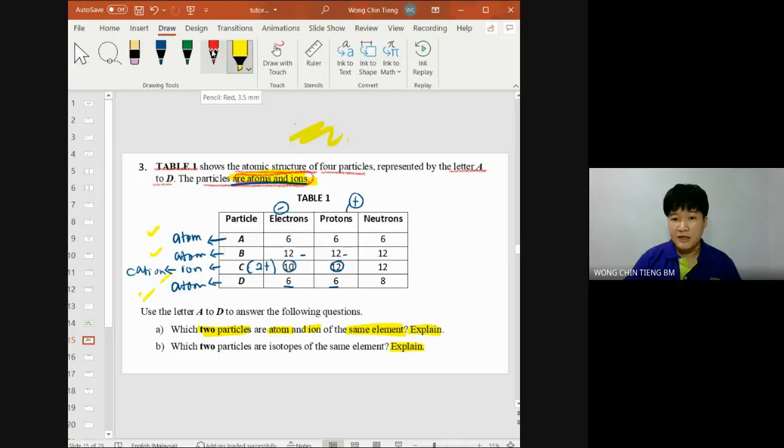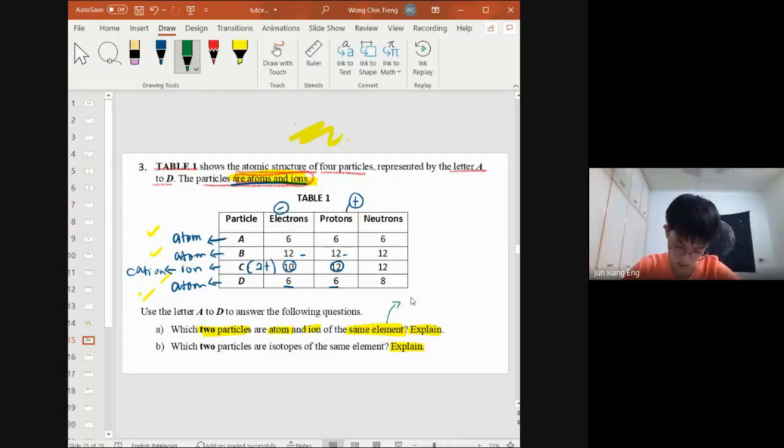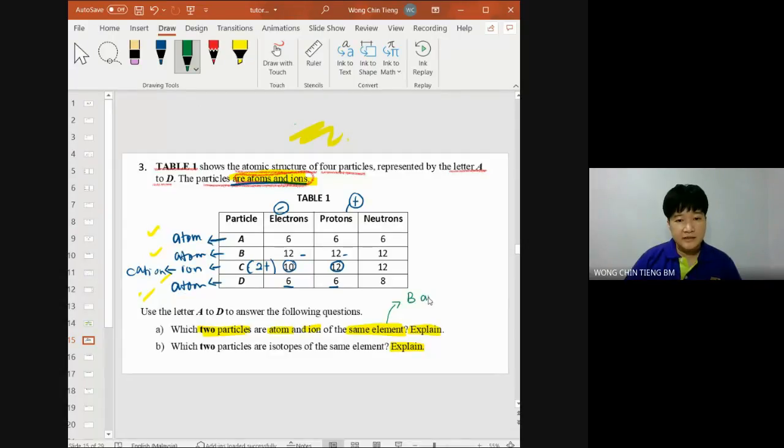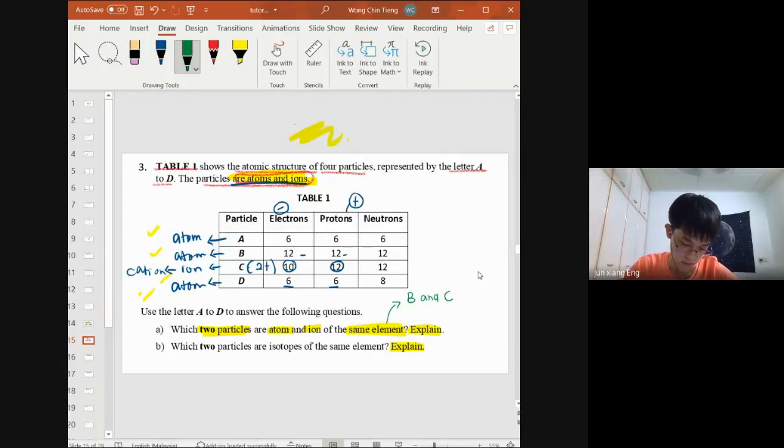Jawapan, Mr. Ng? B and C. Mr. Ng say B and C. Why? They are the same proton number and neutron number. Okay.